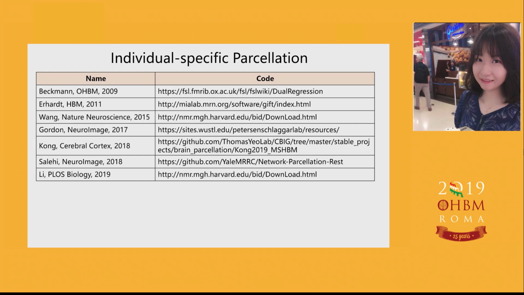So here I'm listing several individual specific parcellation approaches that can be used to generate individual specific parcellations. Of course, there are more. Within our group we are also trying to get more, because here I've mixed up the network level and area level parcellation approaches. Currently these are the ones that are available for downloading. But it's worth noting that a lot of the group level parcellation approaches can also be applied on individual data to estimate individual specific parcellations.